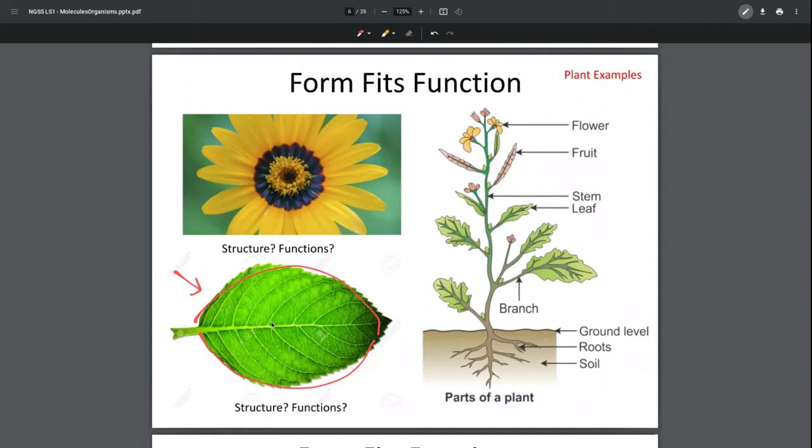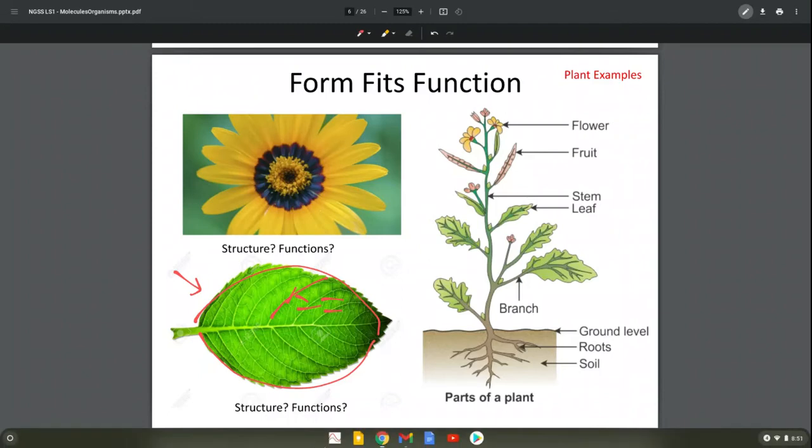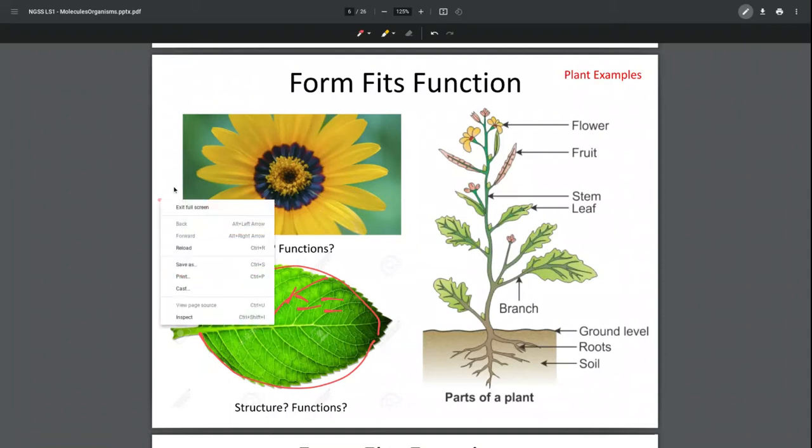You might say that, look, it has all of these little veins that give it the ability to maybe pass water and nutrients through to all of the different cells. Okay.